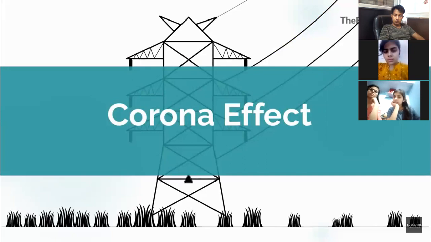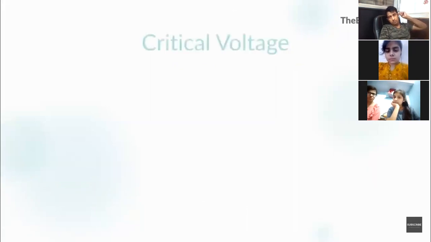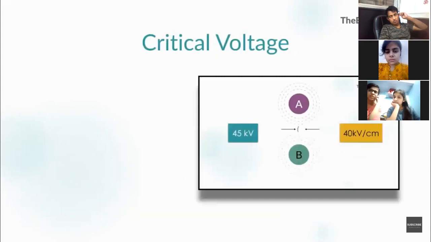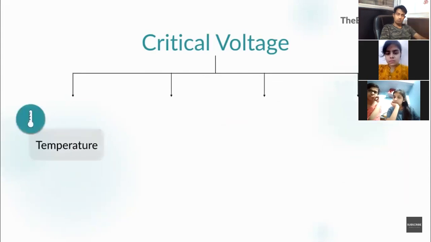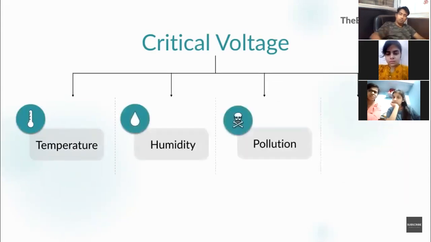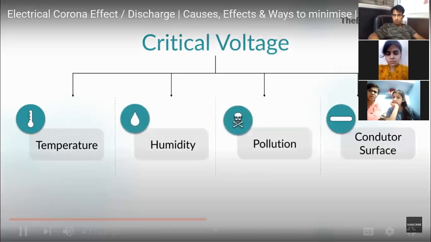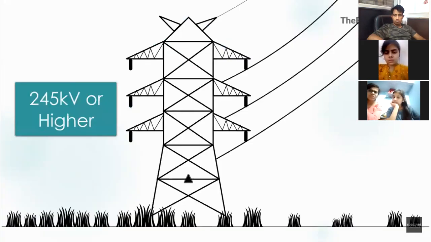The voltage value at which the breakdown of air happens or the corona starts is called the critical voltage. In our case of two electrodes, the critical value was 40 kV per centimeter. The value depends upon many things like temperature, humidity, pollution level in air, condition of the conductor surface, etc. Please remember that corona effect is generally seen in lines carrying 245 kV or higher. So if you are passing by an 11 kV or 36 kV line, you may not see the violet glow and the humming noise will not be there.